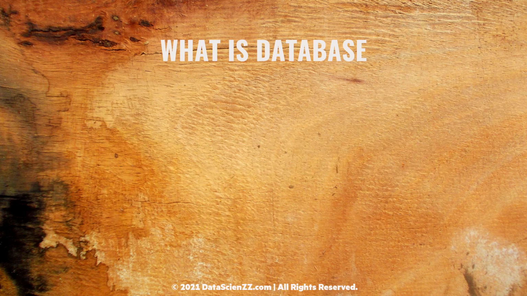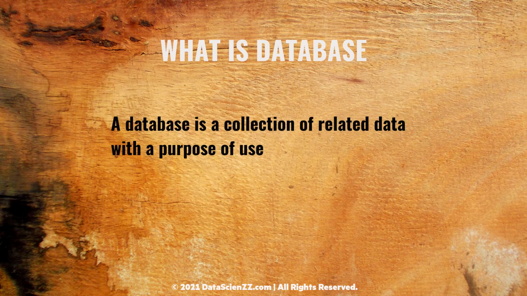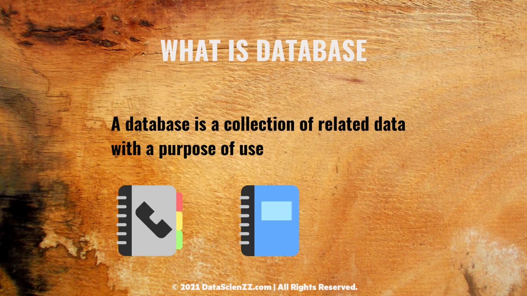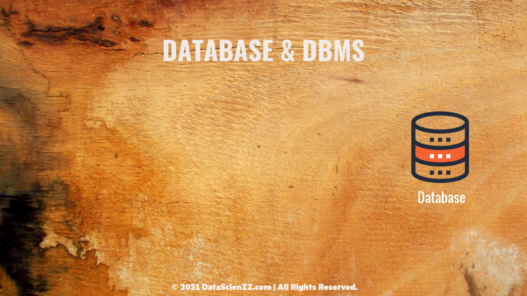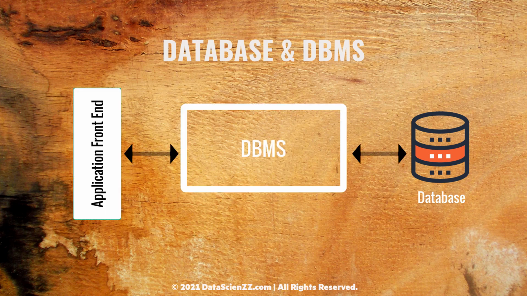So, what is a database? A database is a collection of related data with a purpose of use. The simplest examples are a telephone directory, railway timetable, or say, the contact list in your smartphone. Here, we'll talk about digital databases, located in a PC, or in a cloud server, or in a network. Once you have a database, you need a software to handle and maintain a database. This software is known as Database Management System, or DBMS.